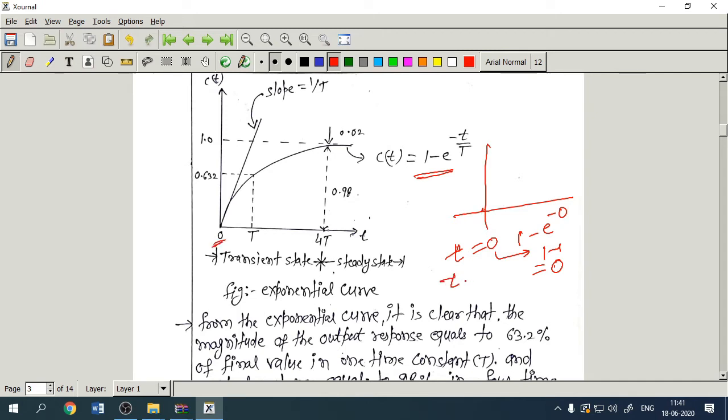When we put t equal to infinity, we find 1 minus e to the power minus infinity, and that value is 1. That means the final value is 1. So it starts at 0, it's an exponential curve, and the final value at t equal to infinity reaches approximately 1. Right? And when we put t equal to T, we find the value is 0.632. When we put the value of 4T, we find the value is approximately 0.98.